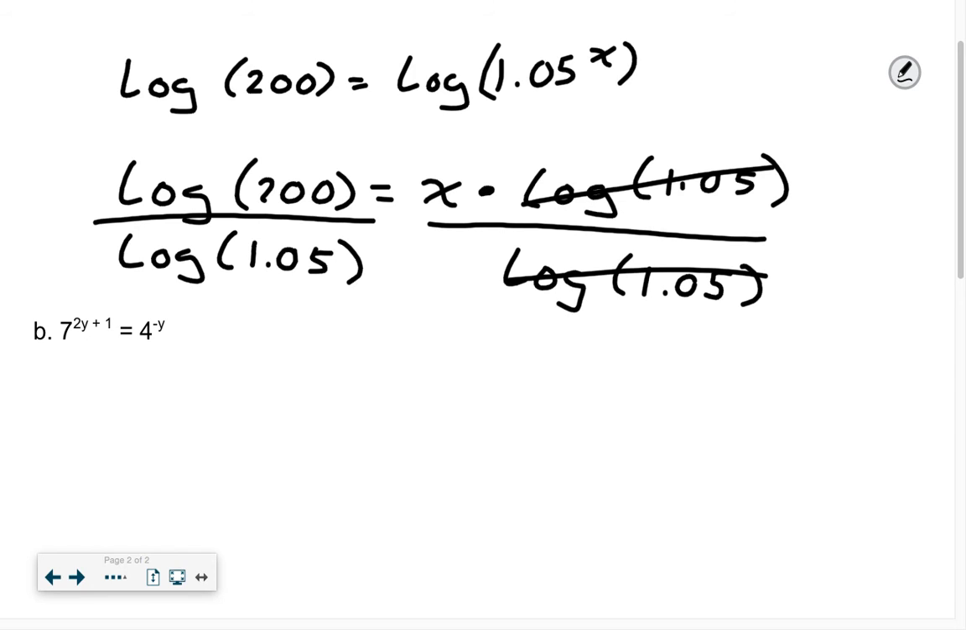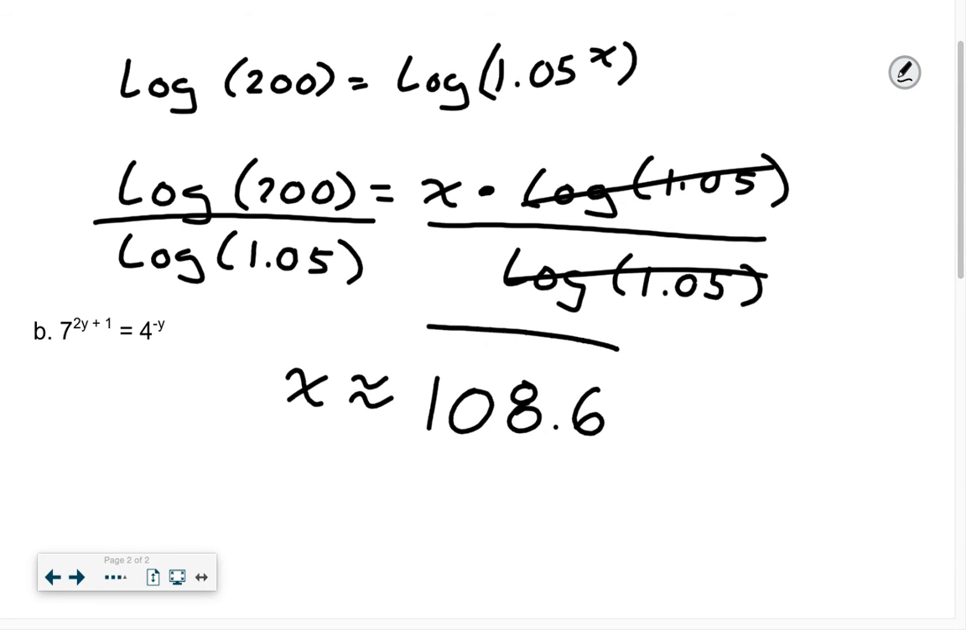And yes, it's logs, but the good news is you have calculators that can do that for you. Take the log of 200 divided by the log of 1.05. Make sure you put parentheses around those. Again, it's logs, so chances are you're going to get an irrational number. If we round to the nearest tenth. Very good.